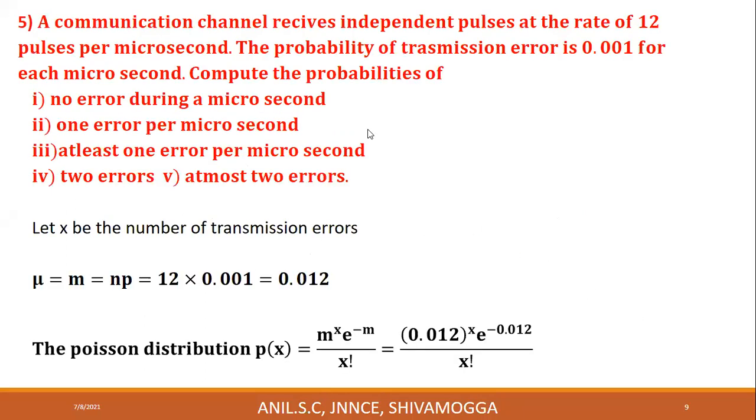Next one. A communication channel receives independent pulses at the rate of 12 pulses per microsecond. The probability of transmission error is 0.001 for each microsecond. Compute the probabilities of no error during a microsecond, one error per microsecond, at least one error per microsecond, two errors, at most 2 errors. 5 cases are there.